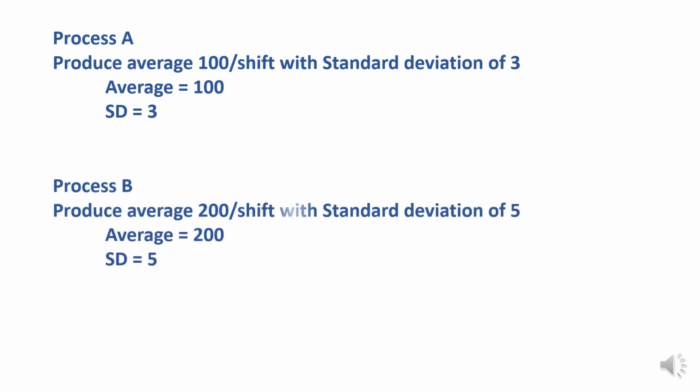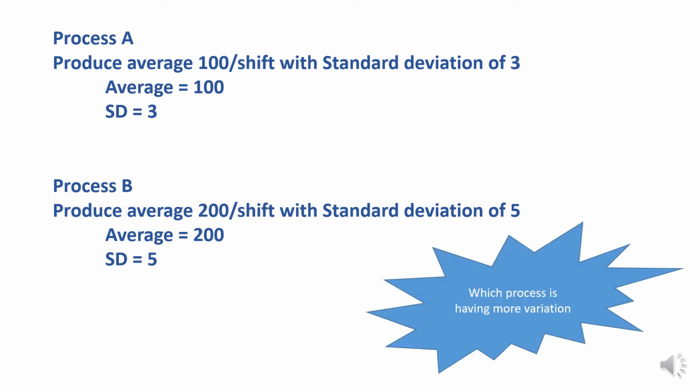So I am giving two processes here. Process A produces 100 pieces per shift with a standard deviation of 3, and process B produces 200 per shift with a standard deviation of 5. Both are similar processes but maybe in separate locations. So now, which process is having more variation?